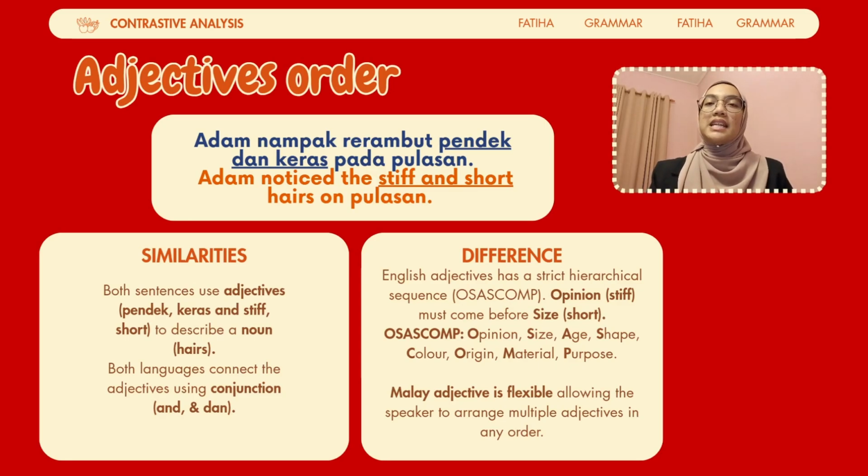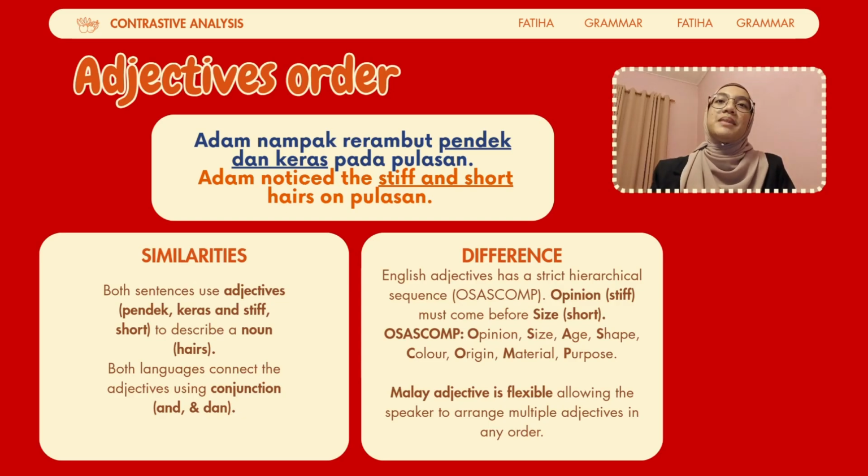So in our English example, the translator chose the phrase stiff and short hairs. Stiff represents opinion and short represents size. According to a native English syntactic intuition, opinion takes precedence over size when we have multiple adjectives from different categories. So in this context, we put opinion, which is stiff, and then size, which is short. If a speaker were to flip the arrangement and say short and stiff hairs, it feels unnatural or awkward to a native English ear because it violates the internal grammatical hierarchy that they have.